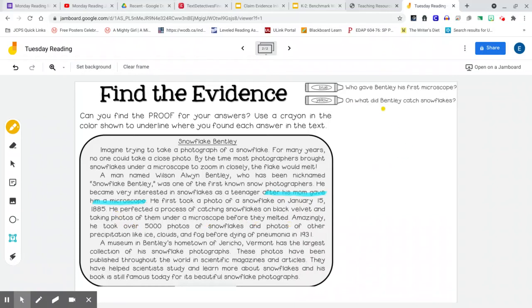So our question, on what did Bentley catch snowflakes? They told us the very first snowflake that he caught, he perfected a process of catching snowflakes on black velvet. So we know that he caught them on black velvet. And there you have it. You have your question, and then you go in the text, and we found our evidence. The information in the text proves the answer.